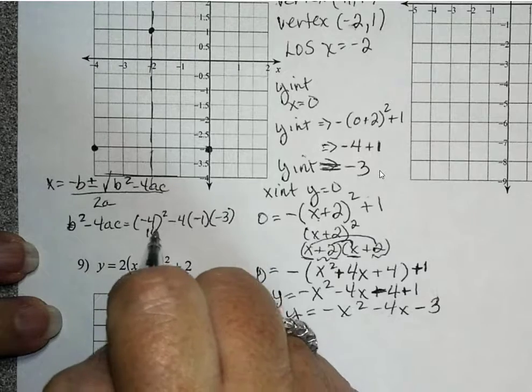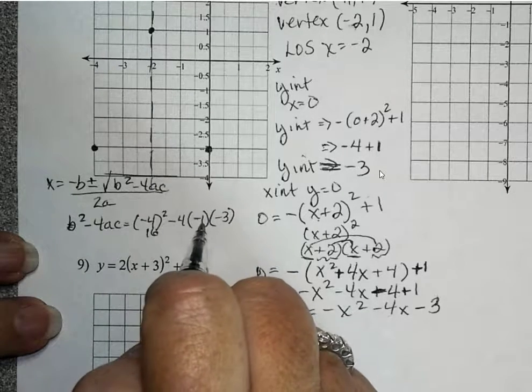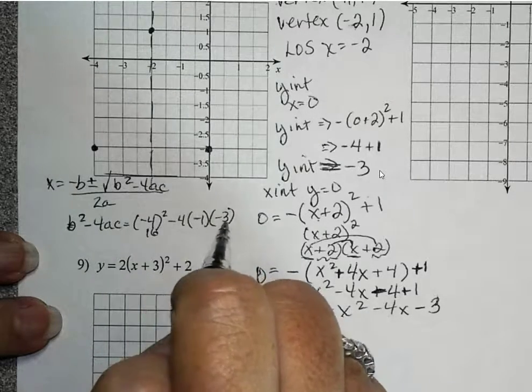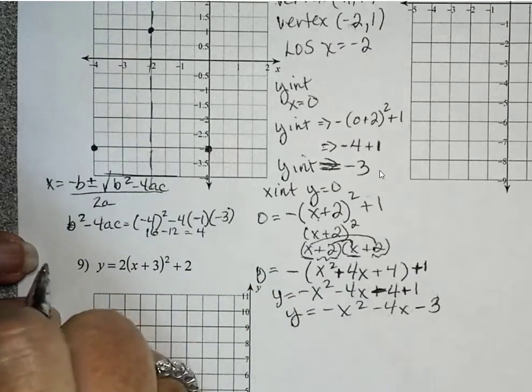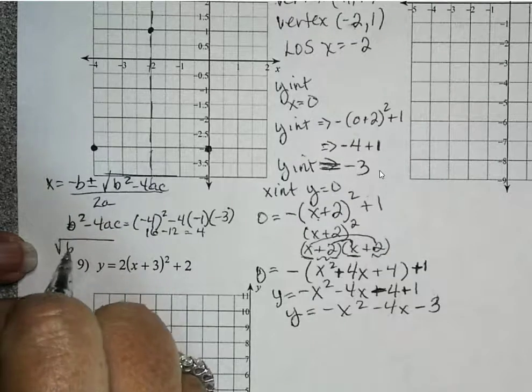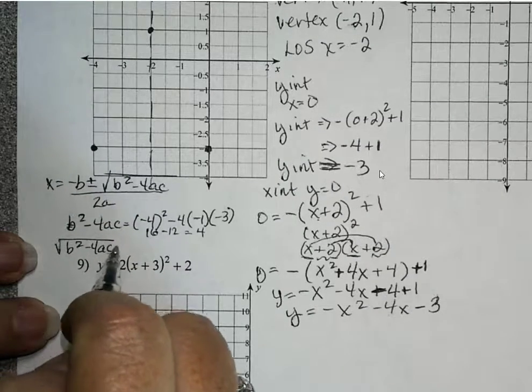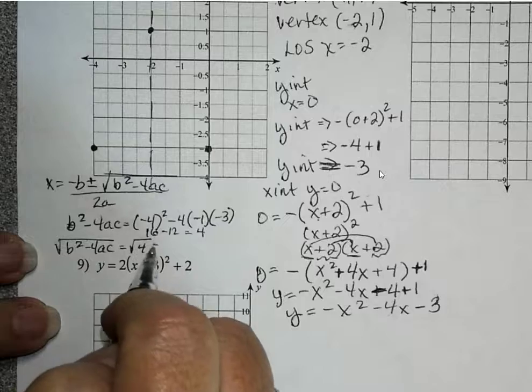-4 squared is 16. That -4 times -1 is +4. +4 times -3 is -12. So that equals 4. So then when I take the square root of that, I take the square root of 4, which is 2.